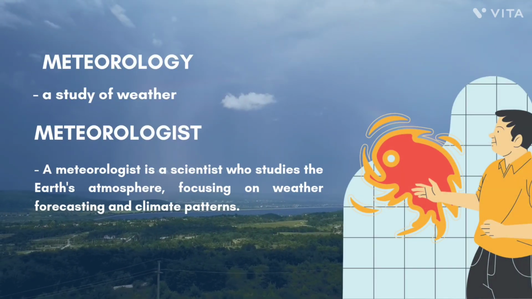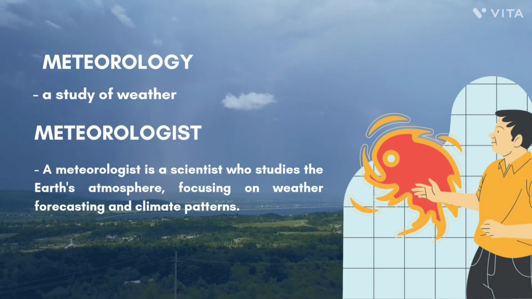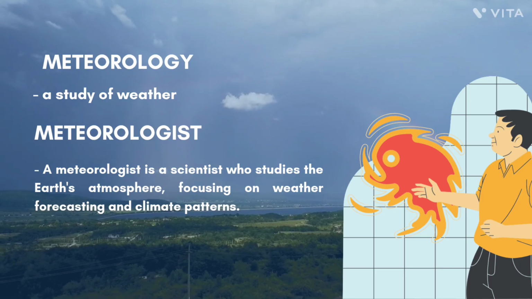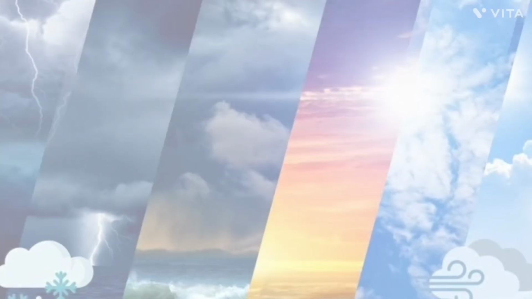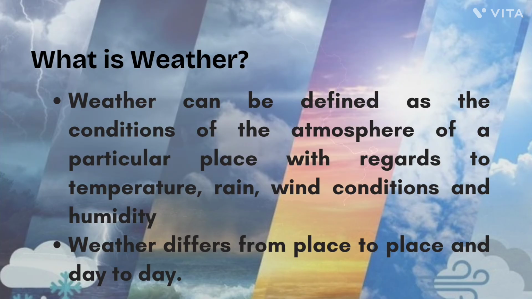Meteorology is the study of weather. A meteorologist is a scientist studying Earth's atmosphere, forecasting weather and climate. So what is weather? Weather can be defined as the conditions of the atmosphere of a particular place with regards to temperature, rain, wind conditions, and humidity.